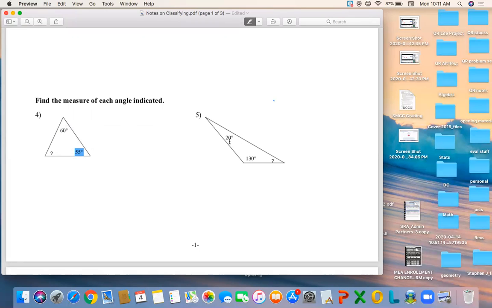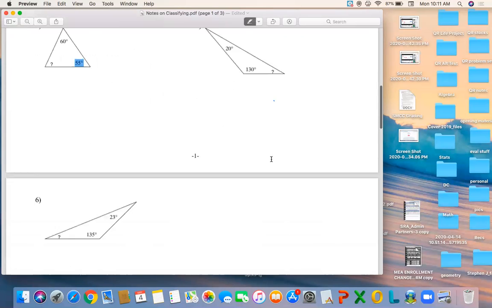Here and here, 130 plus 20 is 150. Subtract that from 180, this angle is 30 degrees.